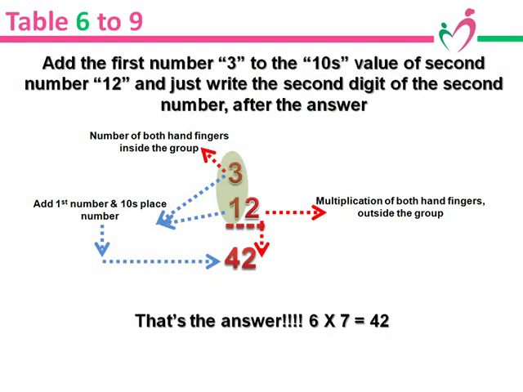In other cases, we would have written the first number followed by the multiplication of the fingers outside the group. But here it is different. We first write the number on top, the first number, and underneath it we write the second number. And we add the first number to the tens value of the second number. In this case, it is 3 plus 1, and write it below 4. And the leftover second number, we just bring it down, which is 2. What's the answer? 42. This is 6 sevens are 42. This is how you solve 6 by 6, 6 by 7 or 7 by 6.